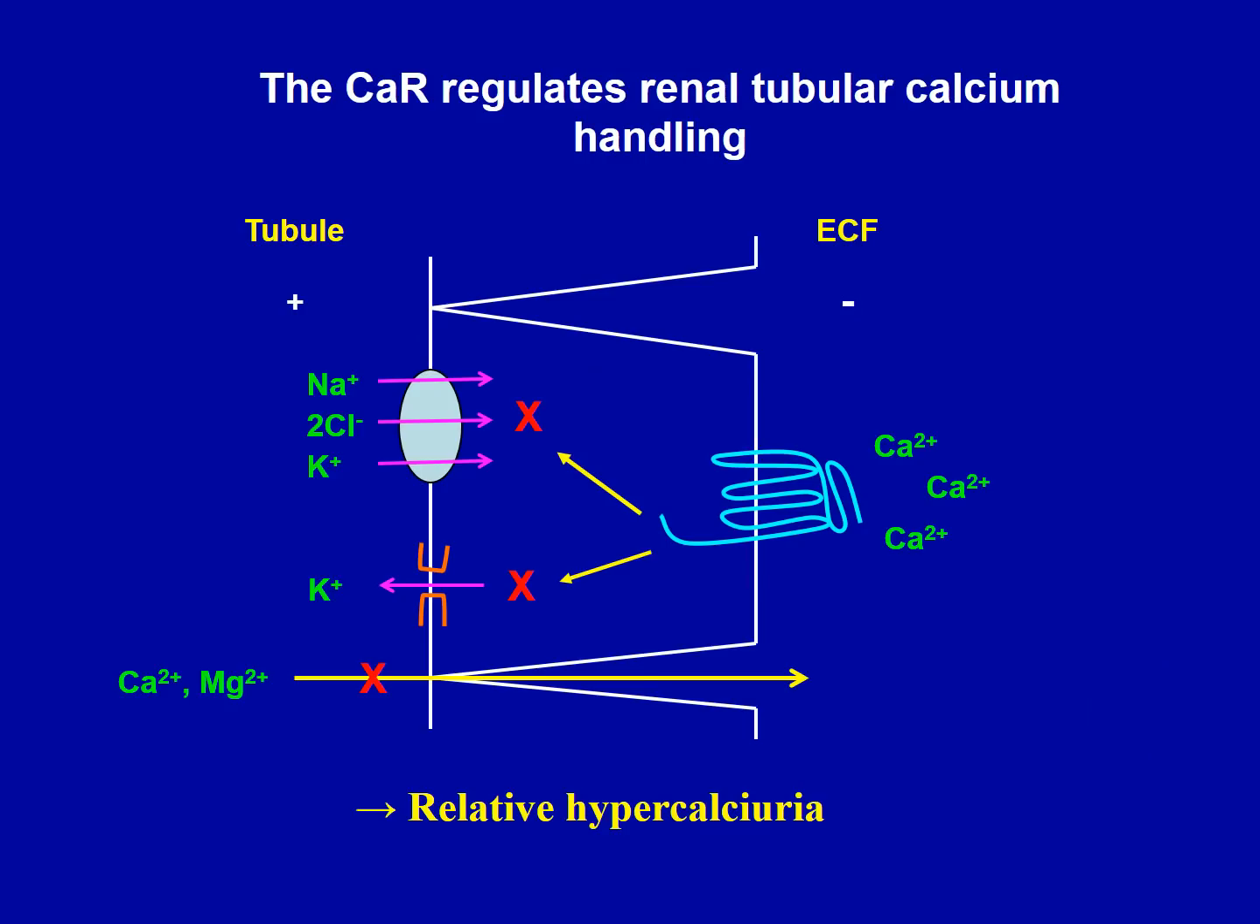Remember also that the calcium receptor regulates renal tubular calcium handling, and so in this situation again the receptor will be constitutively switched on, and the effect of that is to switch off the flux of calcium from the renal tubule to the extracellular fluid, so the reabsorption of calcium is inhibited, and so the patient has relative hypercalciuria. There's relatively high urinary calcium excretion in the face of low serum calcium.